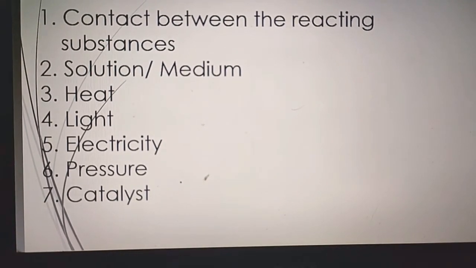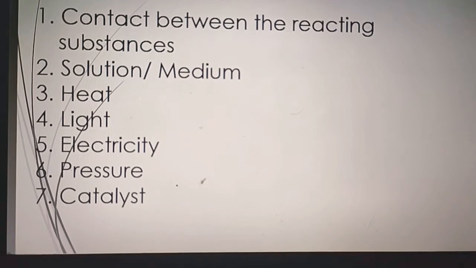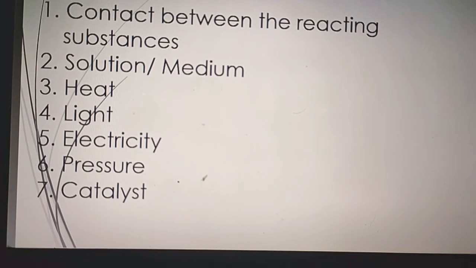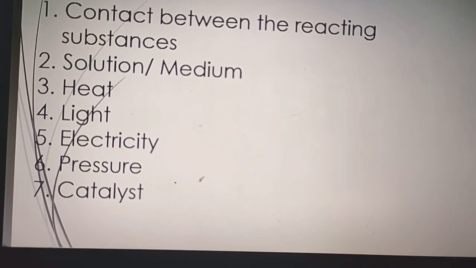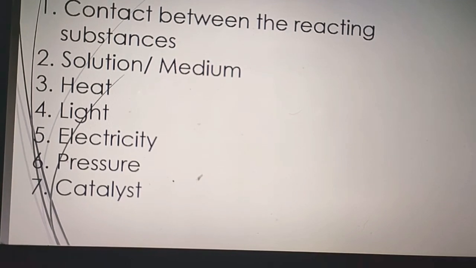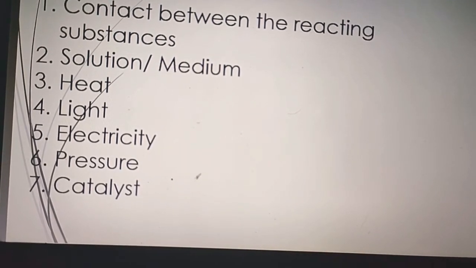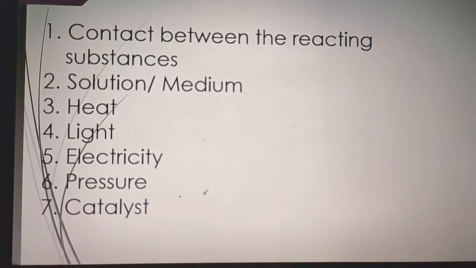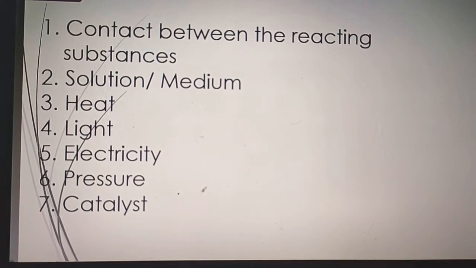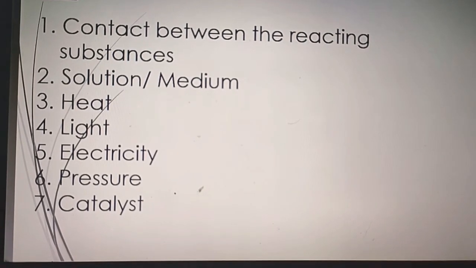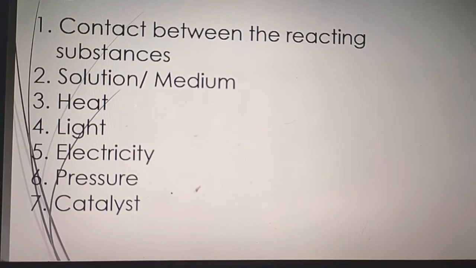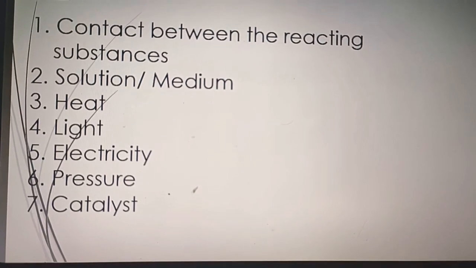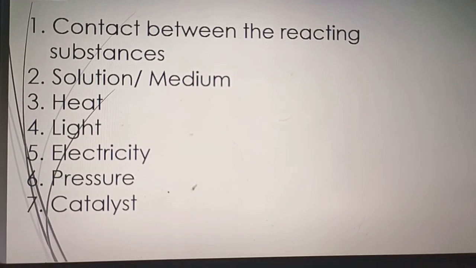Then the fourth factor is light. Some reactions take place only in the presence of light, and we call such a reaction a photochemical reaction. Photo means light. One very important reaction is photosynthesis. It takes place only in the presence of sunlight. You know how plants prepare food in the presence of sunlight, and that process is photosynthesis. One more reaction is when hydrogen and chlorine react in the presence of sunlight only to give hydrogen chloride. So this is the fourth condition.